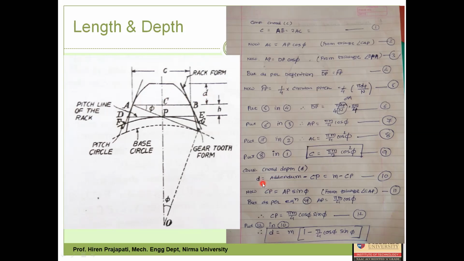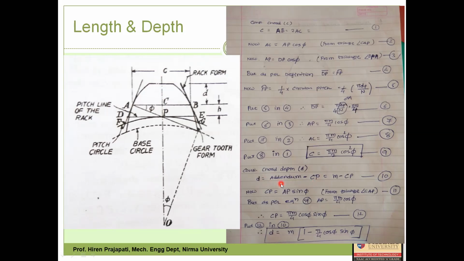So depth of constant chord d is actually equal to, see, this P to top line distance. P is a pitch point which is present on the pitch circle. So the distance from the pitch circle to the top line is called the addendum. From the addendum, if I subtract this CP distance, then I will get d. So that is equation number 10, addendum minus CP.